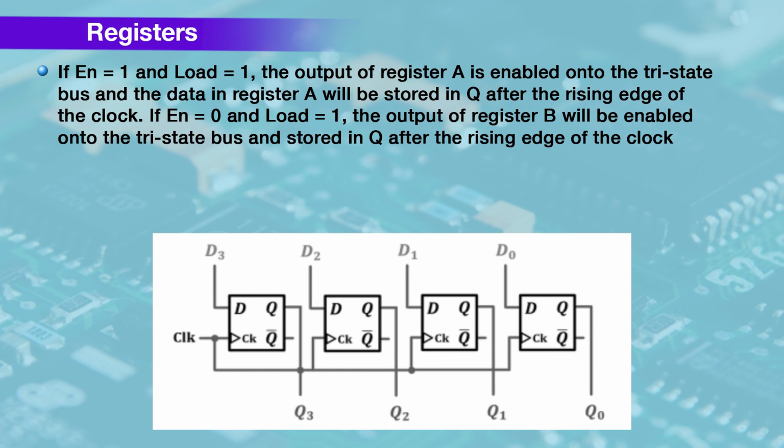After the rising edge of the clock, if En is equal to 0 and load is 1, the output of register B will be enabled onto the tri-state bus and stored in Q after the rising edge of the clock.